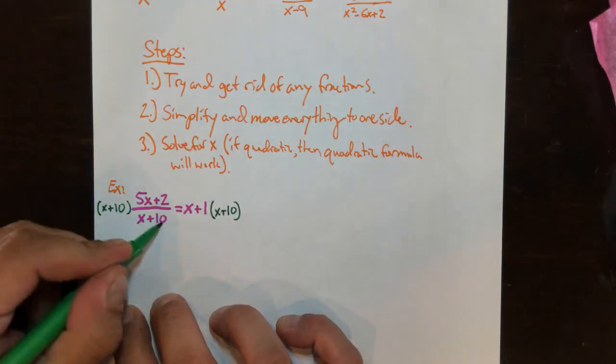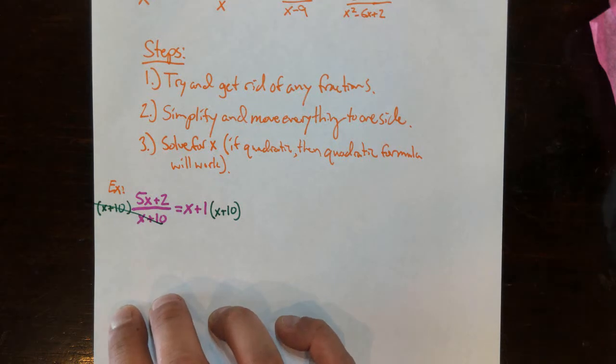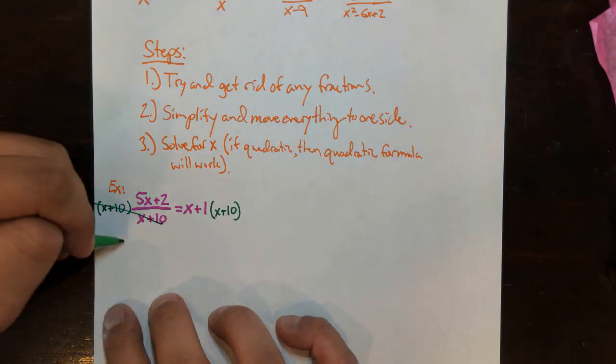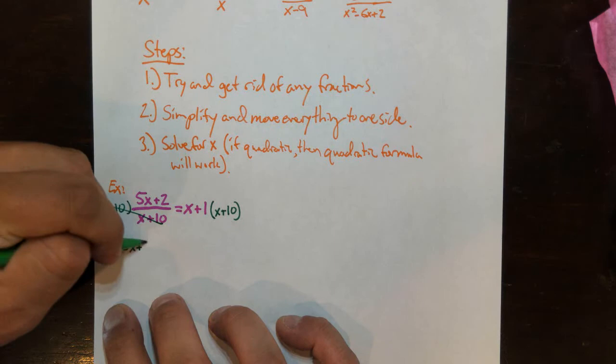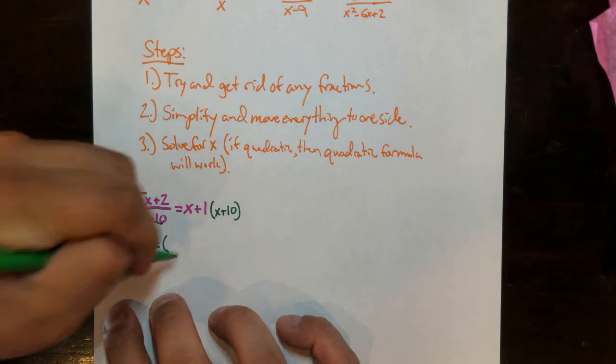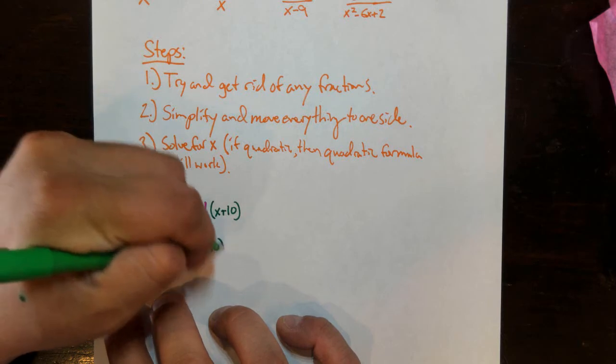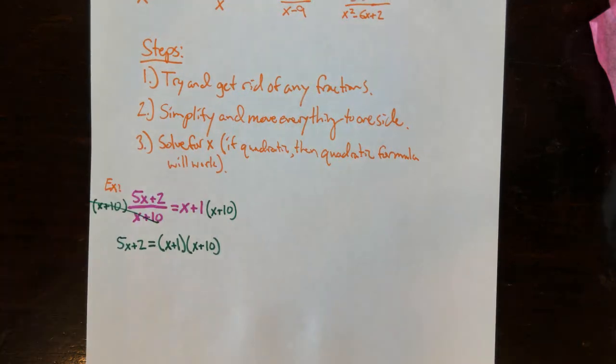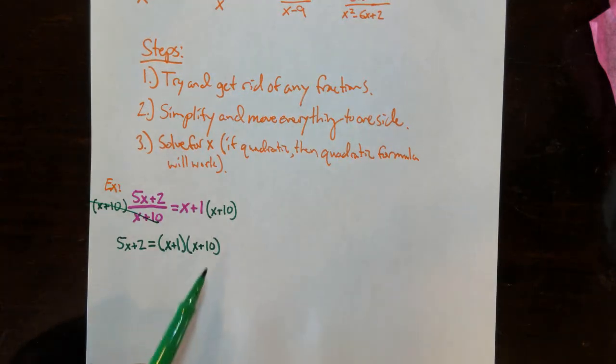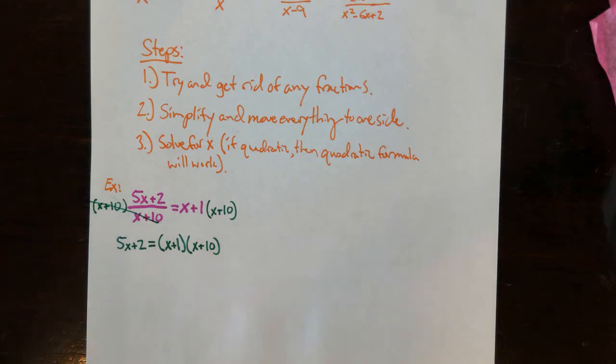So what that's going to do is cancel out this, and now we're left with 5x plus 2 is equal to x plus 1 times x plus 10. Now, let's simplify this right side. Looking at step 2, let's simplify the right side. And then once we have it simplified, let's move everything over onto the right side. And then we'll be able to solve for x.